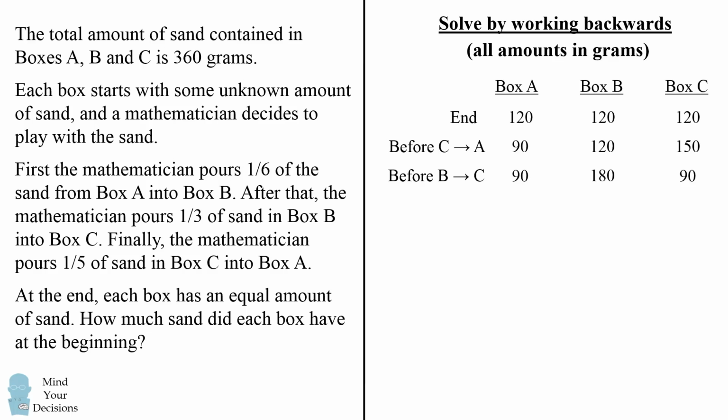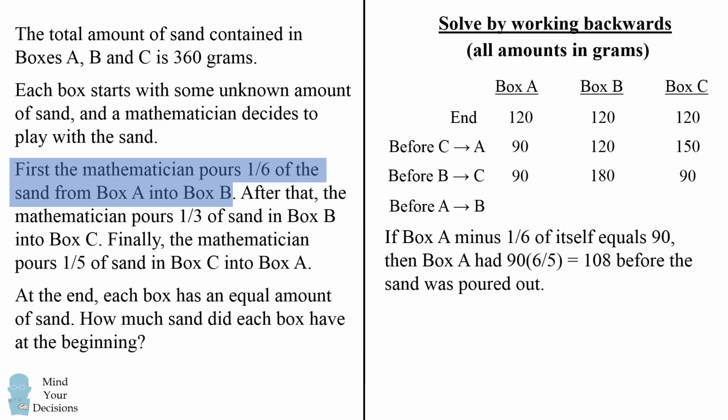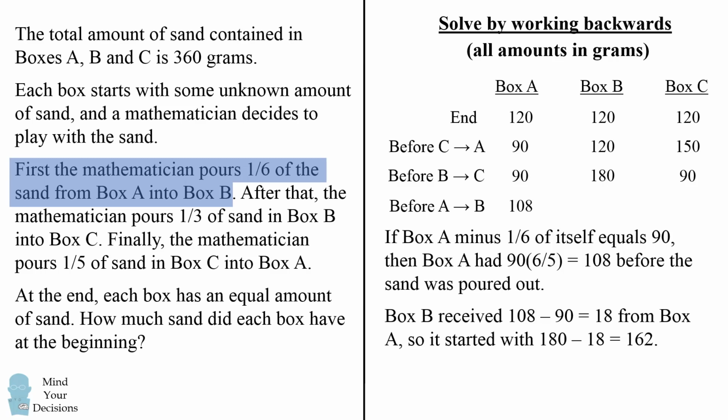Now we go back to the beginning. What happened before box A was poured into box B? Well, if box A minus 1/6 of itself equals 90, then box A had 90 times 6/5, which equals 108 before the sand was poured out. Furthermore, we see that 18 grams was transferred from A to B. Therefore, box B must have started with 180 minus 18, which equals 162. Box C was unaffected in this step, so it remained at 90.